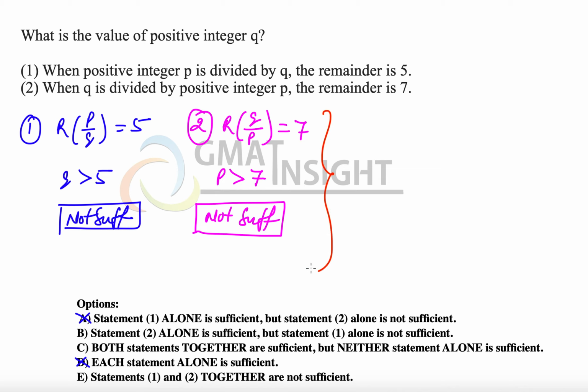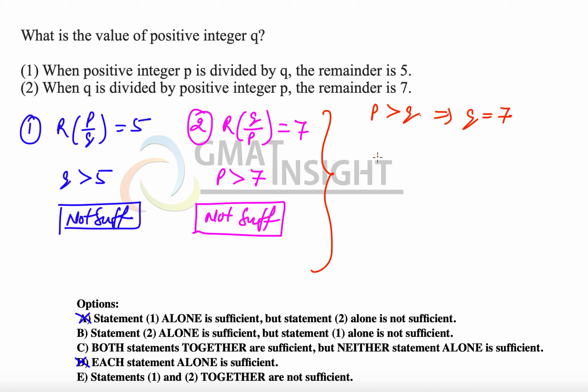Now we are combining the two statements. Combining the two statements tells us that of p and q, one of them has to be greater than the other, which means if we assume that p is greater than q, then we must understand that in that particular case q should be equal to 7, because when q is divided by a bigger number, the remainder will be 7 automatically, the number itself.